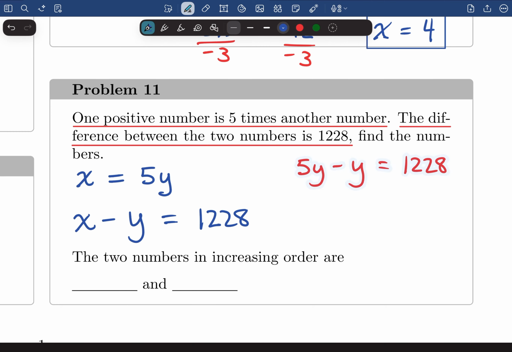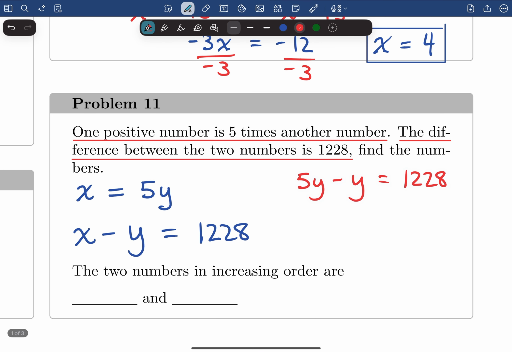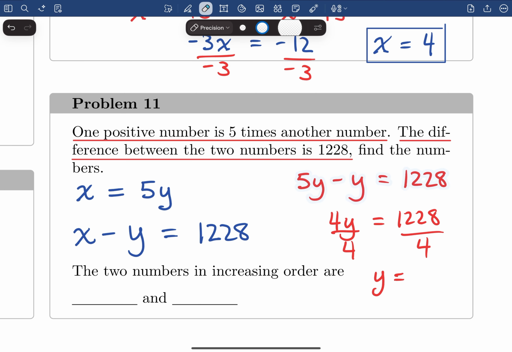You'll notice the equation I just wrote has only one variable, y. And if I take 5y and I subtract 1y, that gives me 4y. That equals 1,228. And now if I divide by 4, I have solved for y. And 1,228 divided by 4.